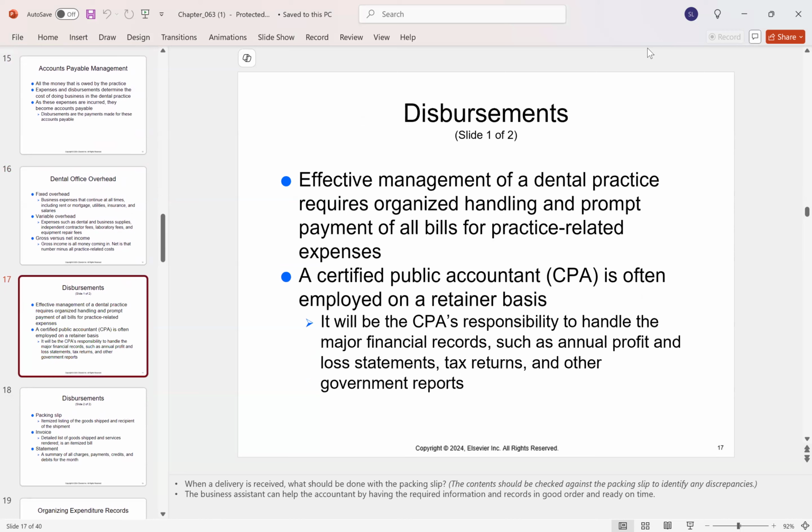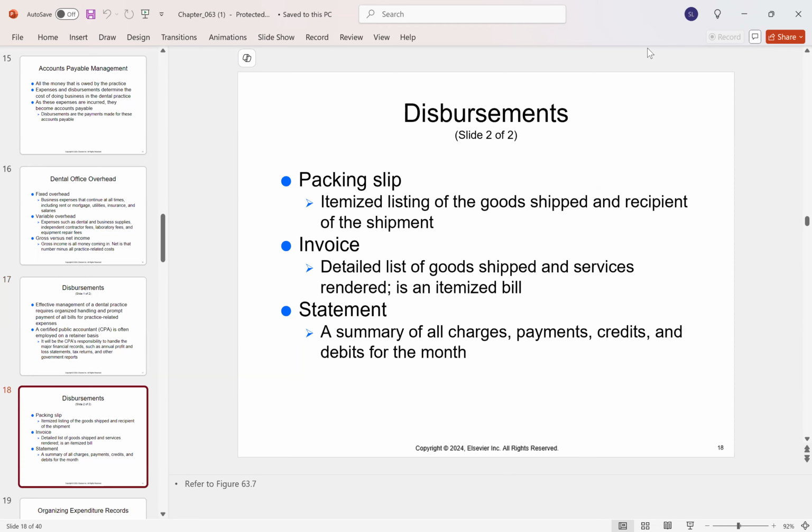Disbursements. Effective management of a dental practice requires organized handling and prompt payment of all bills for practice related expenses. A certified public accountant is often employed on a retainer basis. A packing slip is an itemized list of goods shipped and the recipient of the shipment. The invoice is a detailed list of goods shipped and services rendered. And a statement is a summary of all charges, payments, credits, and debts for the month.